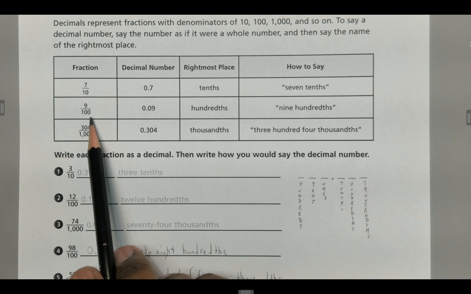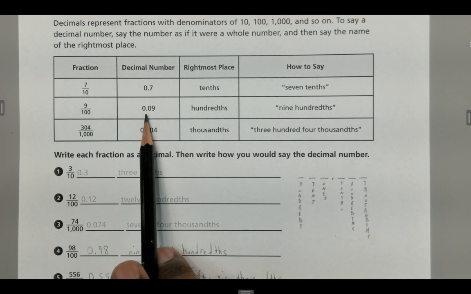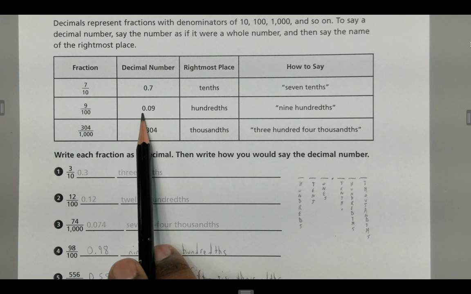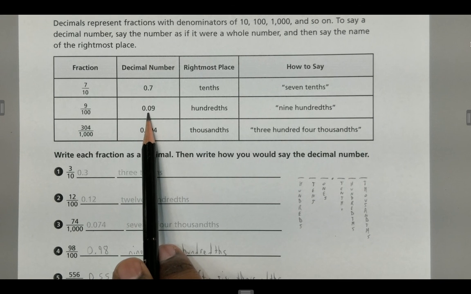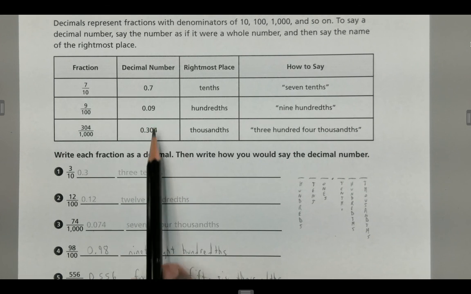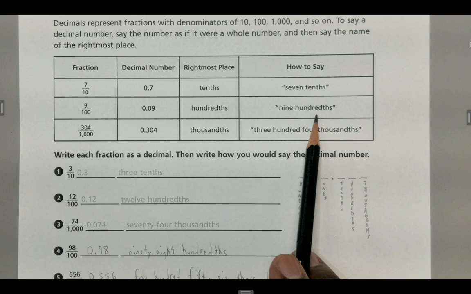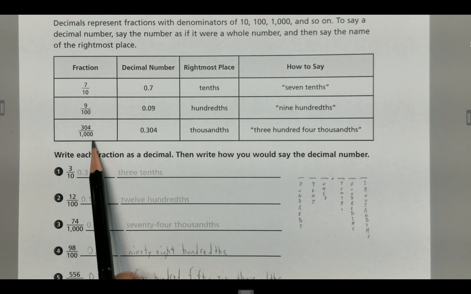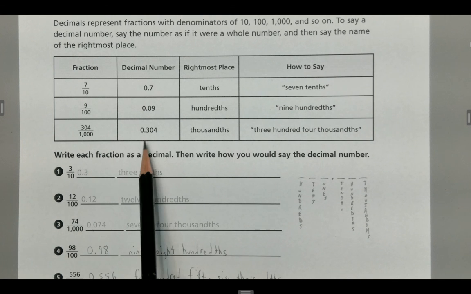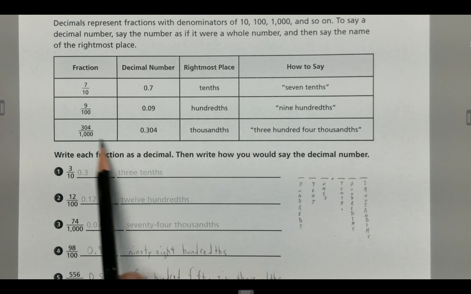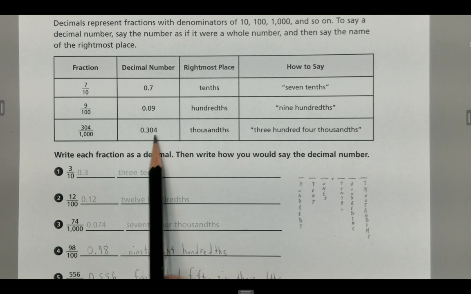Back to the examples here. This fraction here is 9/100, or 9 hundredths. In plain talk, you could say that this is 0.09. The 0 is in the ones place, another 0 in the tenths place, 9 in the hundredths place. You read it by saying, okay, I have the number 9, and the rightmost place value is the hundredths place. Put that together, 9 hundredths. Finally, 304/1000. This is 304 thousandths. 0.304, you see the numerator here.